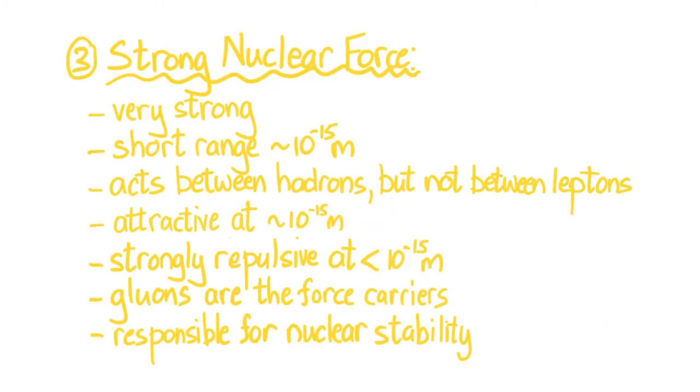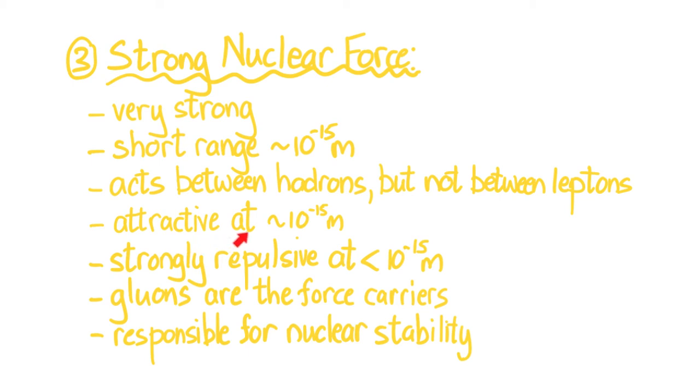So the strong nuclear force is very strong. It has a very short range of about 10 to the minus 15 meters, which is the order of the protons and neutrons diameters inside the nucleus. The strong nuclear force acts between hadrons. Now remember, hadrons would be baryons and mesons. So it acts on particles that have quarks in them, but it does not act between leptons.